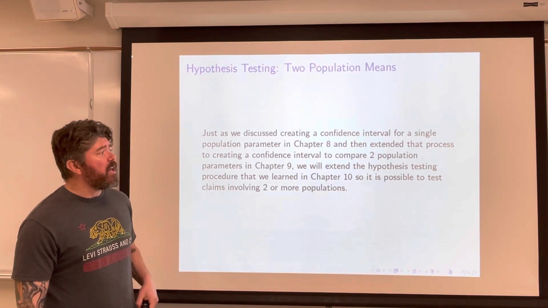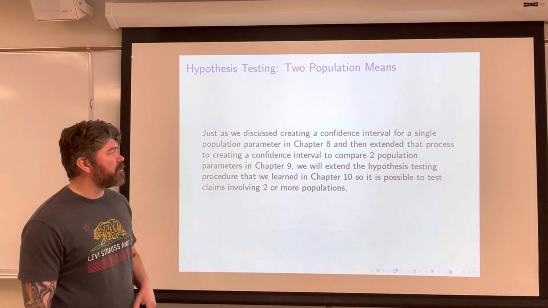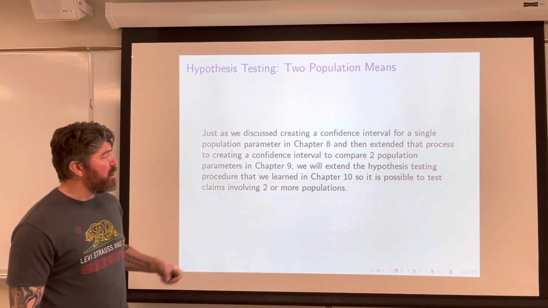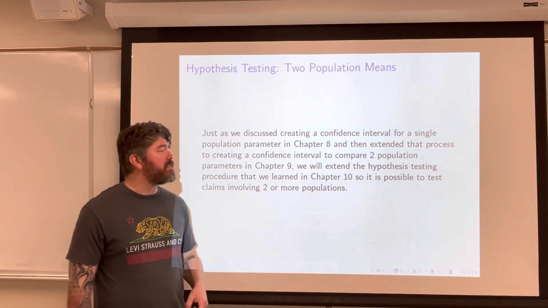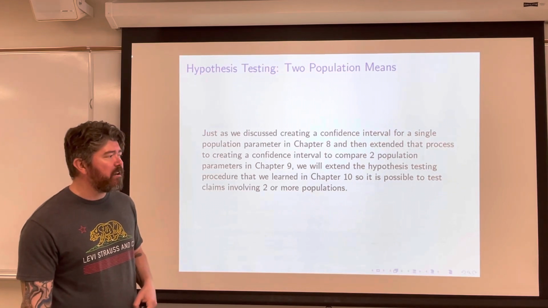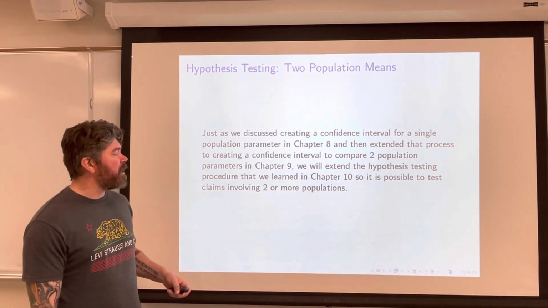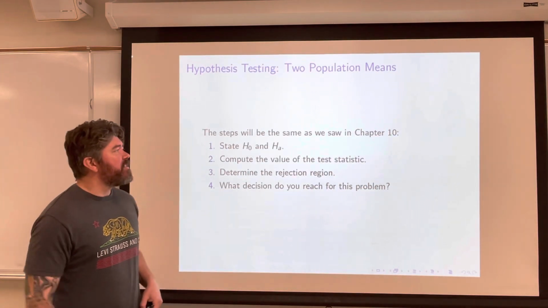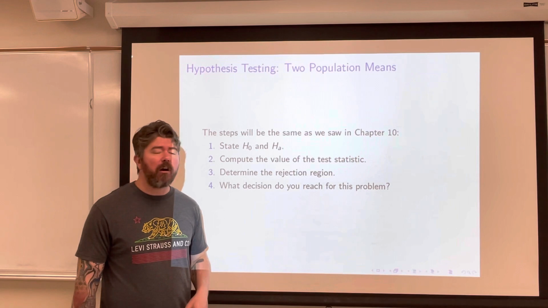So just as we have discussed creating a confidence interval for a single population parameter in chapter 8, and then extended that process to creating a confidence interval to compare two population parameters in chapter 9, we will extend the hypothesis testing procedure that we learned in chapter 10 so it is possible to test claims involving two or more populations. The steps will be the same as we saw in chapter 10.